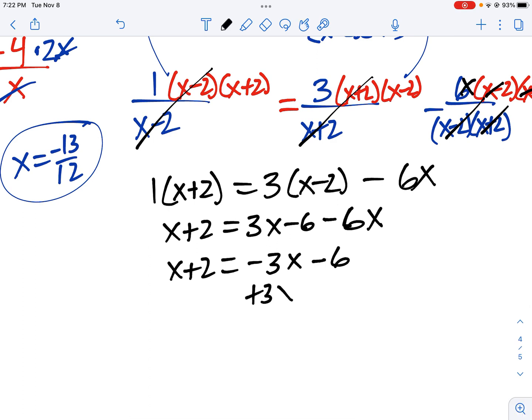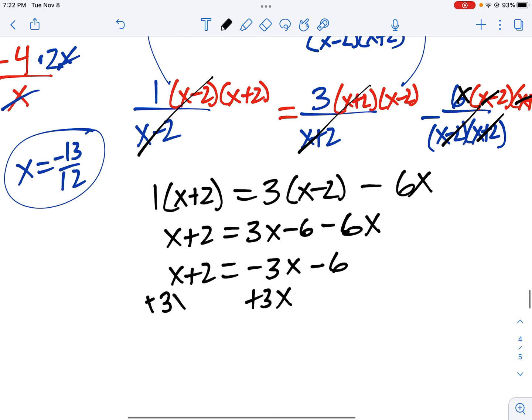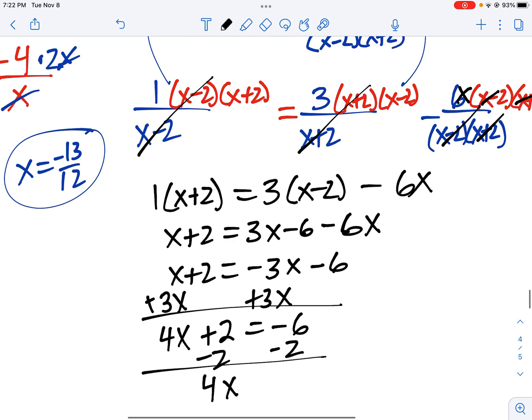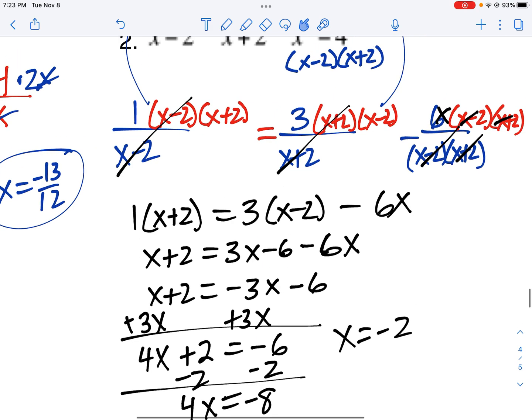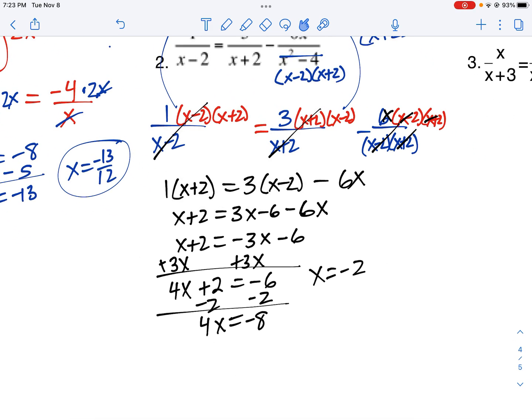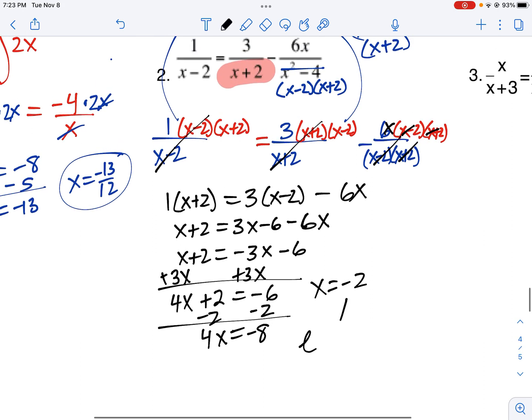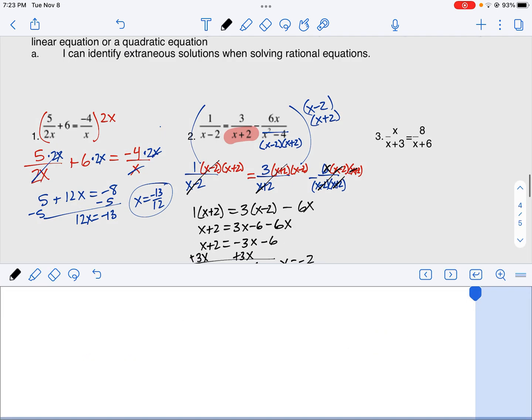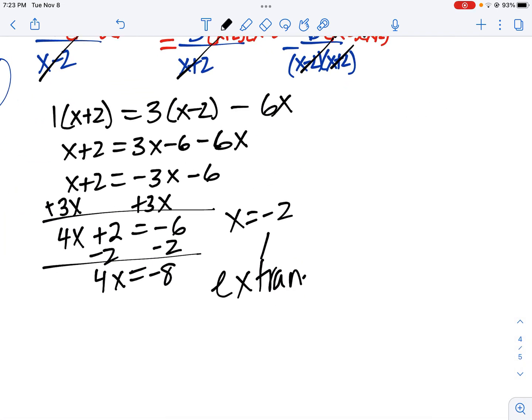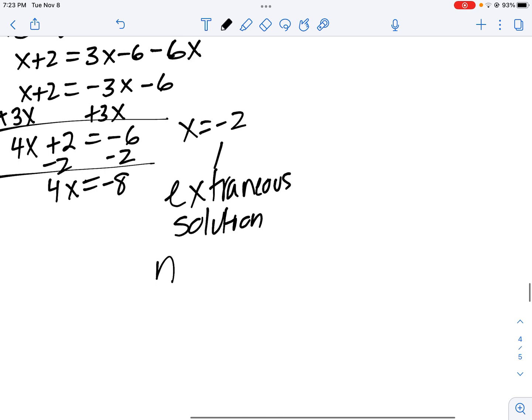Solve for x. So I'm going to get x's on one side. So we have 4x plus 2 equals negative 6. Subtract 2, so we have 4x equals negative 8. So we have x equals negative 2. But remember, if we plug that back into our denominator, if I look back up here, negative 2 plus 2 is 0. So this one is an extraneous solution. So there actually are no solutions.